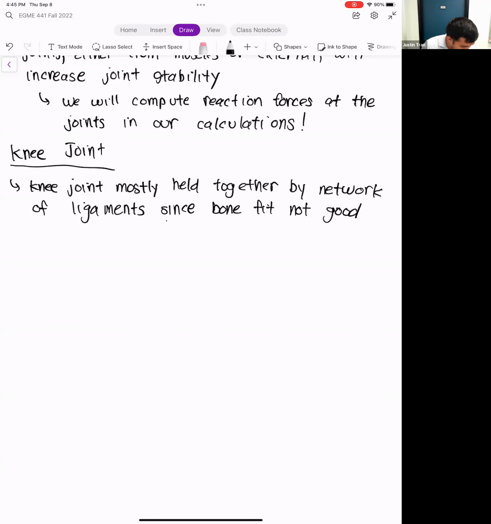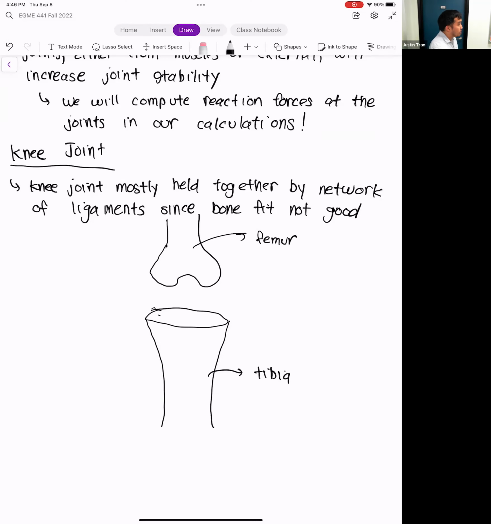So this right here is your femur, which again is your thigh bone. And this is your tibia, which is one of the bones in your lower leg. The other bone is the fibula, but the fibula doesn't contribute to the knee joint, so we're just going to look at the tibia. If you look at these two bones, one forms this dual pronged shape, and the other one's just a flat platform.